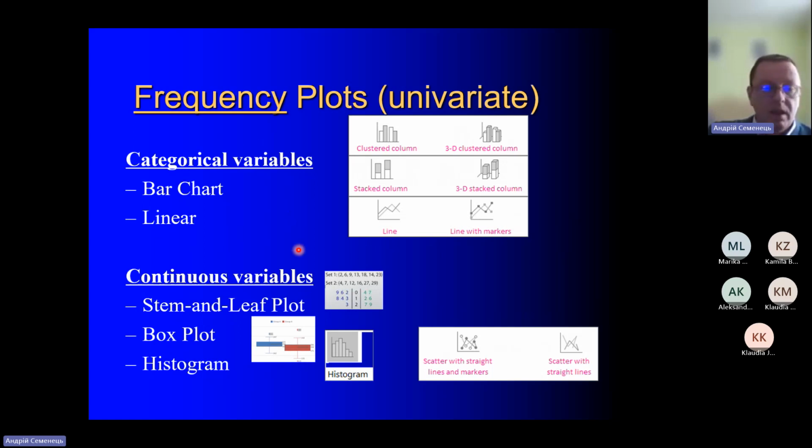affects results. In contrast, if we talk about visualization of continuous variables, we have useful things like, first of all, specific statistical charts like stem and leaf and box plot.